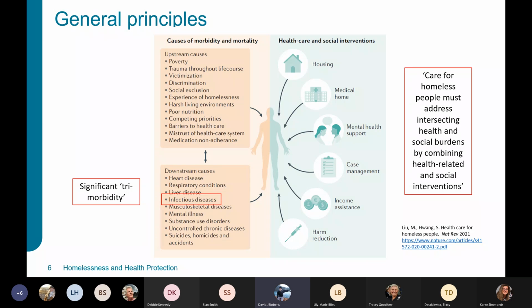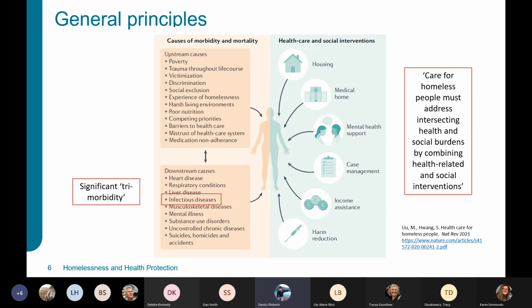So I thought this was quite a useful graphic. It's from Liu et al. It's referenced in the bottom right-hand corner. But I think we're all aware that homeless persons have much worse health and life expectancy than average. And it's recognised as having this so-called trimorbidity of physical, mental illness and substance use disorder. And that's the sort of immediate downstream consequence of non-communicable and communicable diseases listed in the bottom box on the left-hand side.